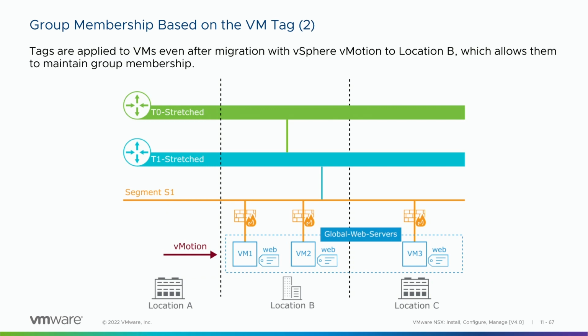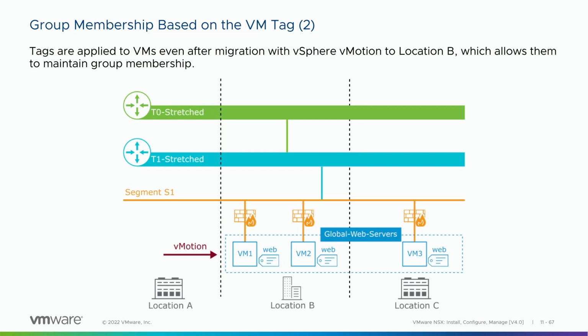If I vMotion a workload from location to location, live migration here, we will take the tag with it. We will actually be able to move that tag with it. Now, cold migration or something like that, well, we're not going to have the object that we're migrating. We're going to have an object in one spot, and we're going to create an object in a new spot, and it'll be different.